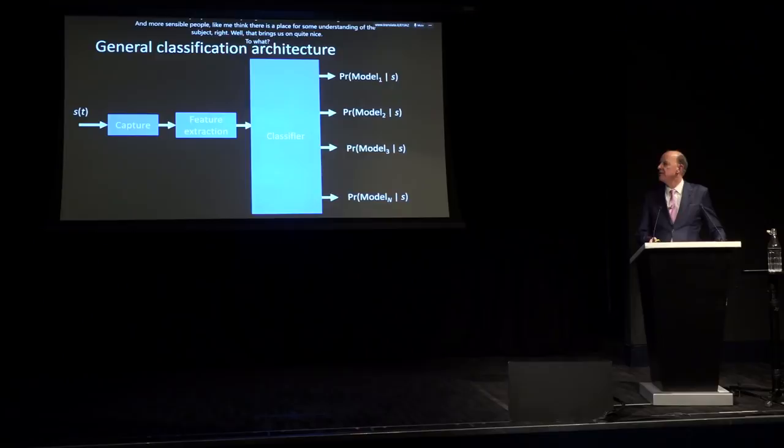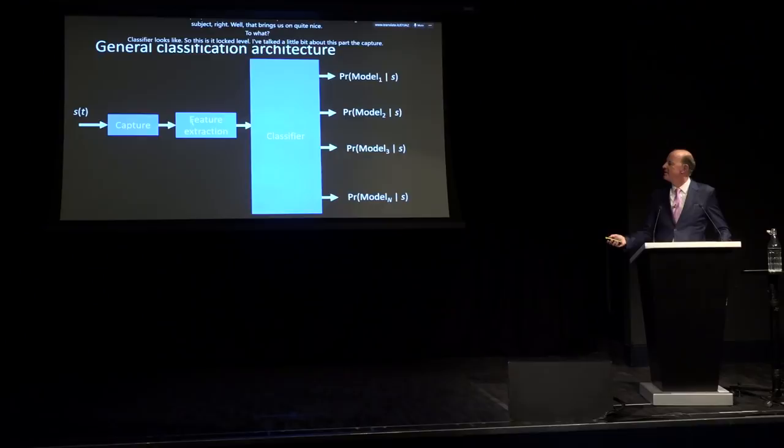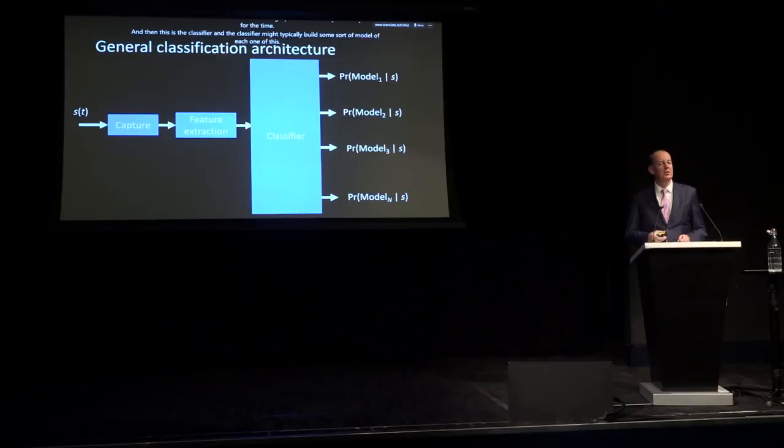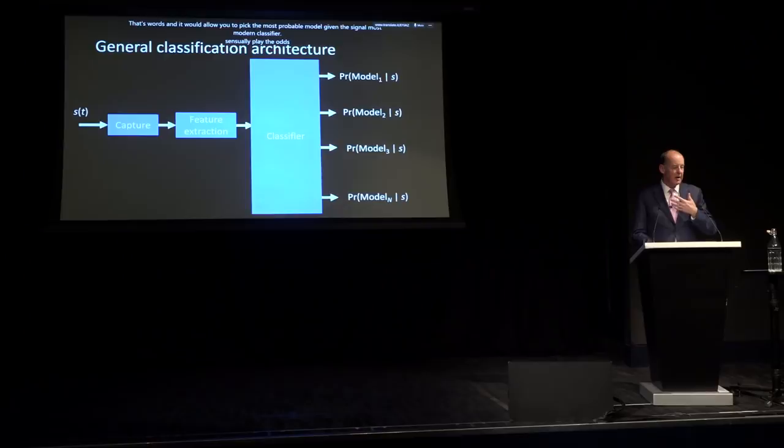Right, well, that brings us on quite nicely to what the classifier looks like. So this is it at block level. I've talked a little bit about this part, the capture bit. I haven't talked about this. This seems to be a sort of magic part that I'm very delicately evading for the time being. And then this is the classifier. And the classifier might typically build some sort of model of each one of these, let's say, words, and it would allow you to pick the most probable model given the signal. Most modern classifiers essentially play the odds on the basis of what they've seen before.